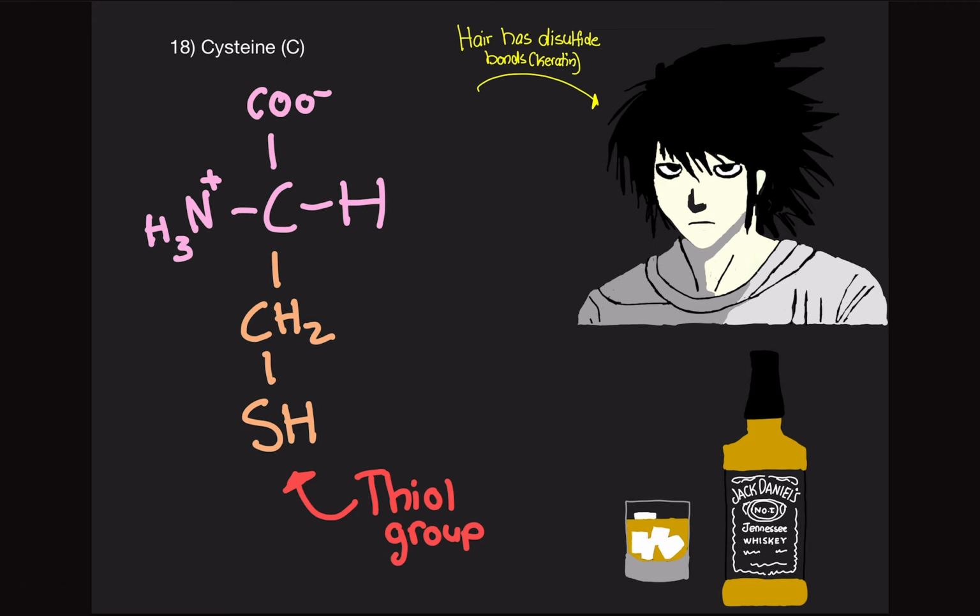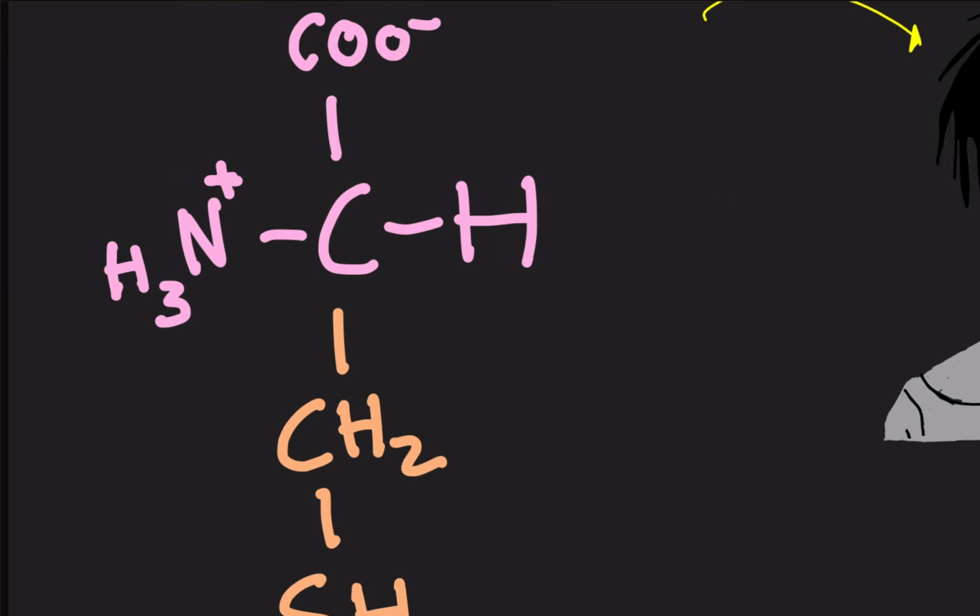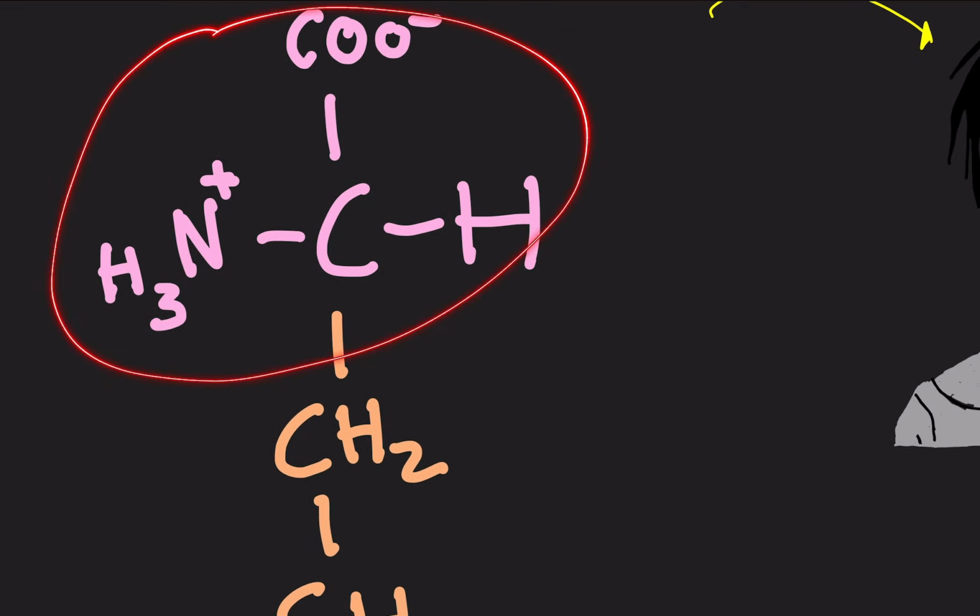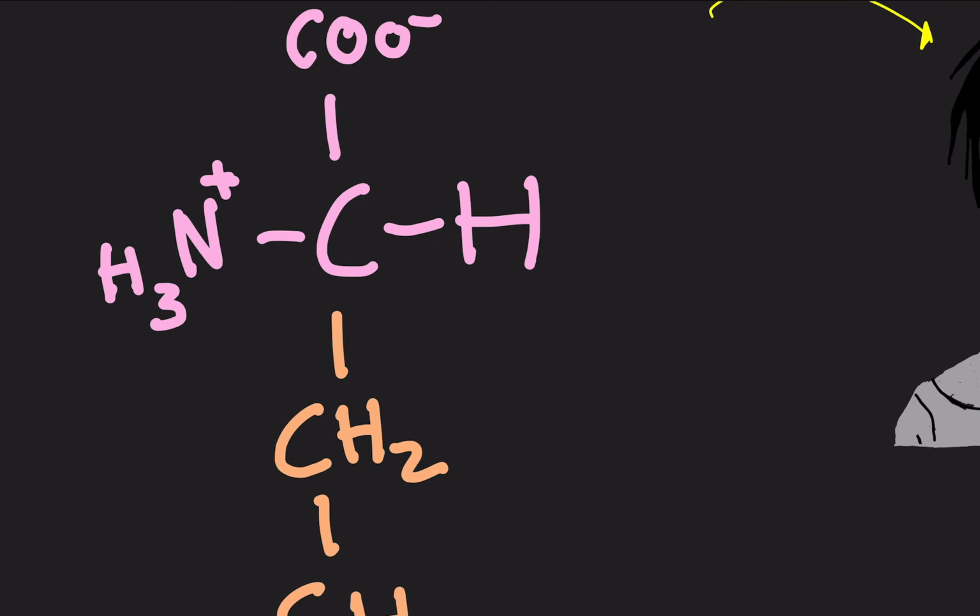Lastly is cysteine, abbreviated with a C. Cysteine has this usual stuff, right? Alpha carbon, hydrogen. I'm getting tired of saying this. Well, I mean, I'm not getting tired of saying this, but I think you guys are tired of hearing it. So we're almost done.